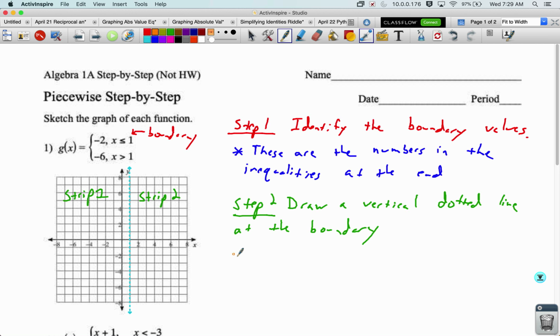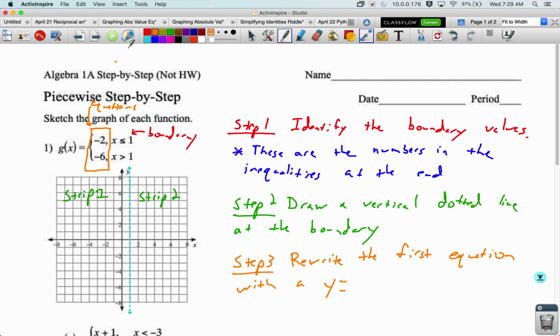Step 3. We want to rewrite the first equation with a y equals. So the equation is what's in the very middle there. All right, these are our equations. We'll label it equations. All right, so I'm going to take off the top of that, just the -2. I'm going to rewrite it as y equals -2.